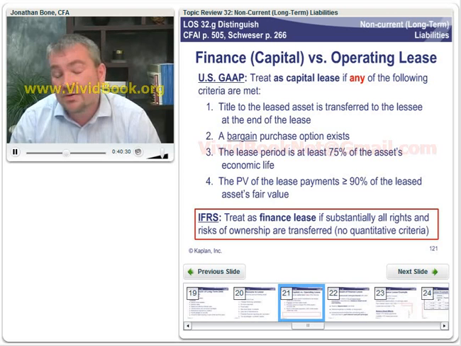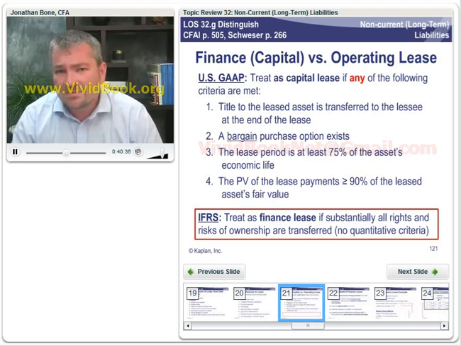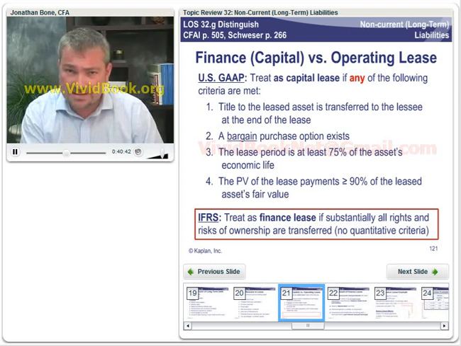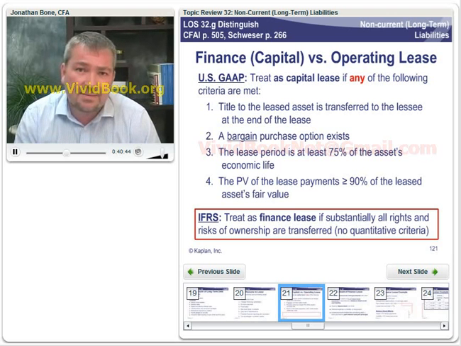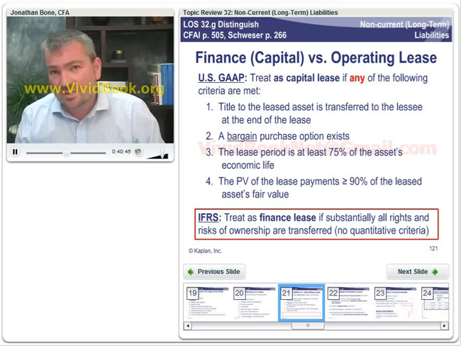IFRS says you treat it as a finance lease if substantially all the rights and risks of ownership are transferred. So if all of the rights and risks of ownership have transferred from the lessor to the lessee, then it is a capital lease. You can see US GAAP is more prescriptive and therefore more likely to be tested in the exam.